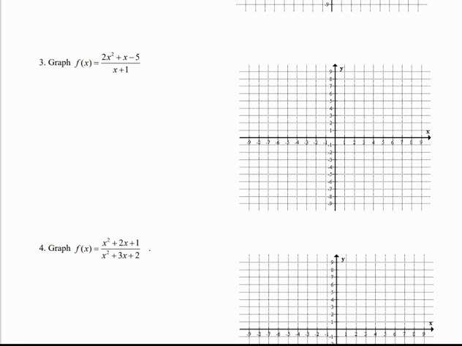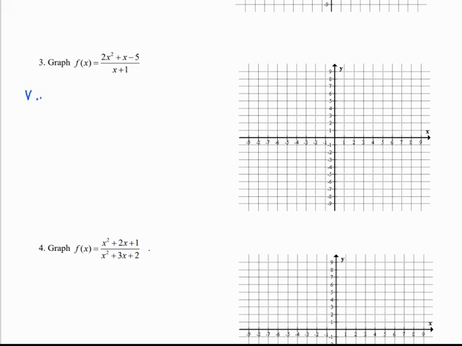Now let's take a look at problems 3 and 4. So for problem 3, we're going to try to factor both the numerator and the denominator. Well, there's nothing I can do to factor that numerator, right? There's nothing that multiplies to negative 10 and adds to 1. So we're just going to move ahead and find that vertical asymptote.